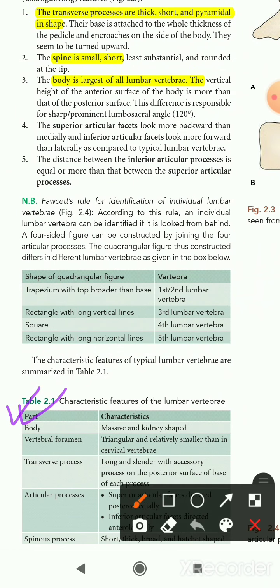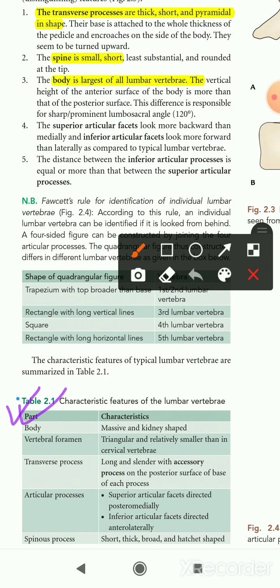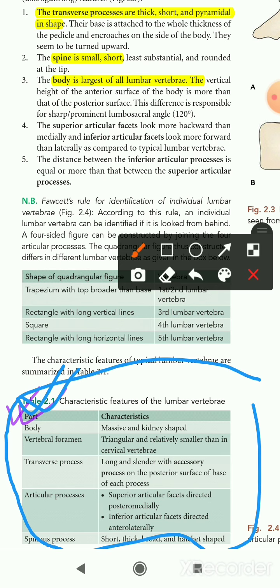And here you can see a table. So this is the summary of all the features of a lumbar vertebra. So you can read it from here also.